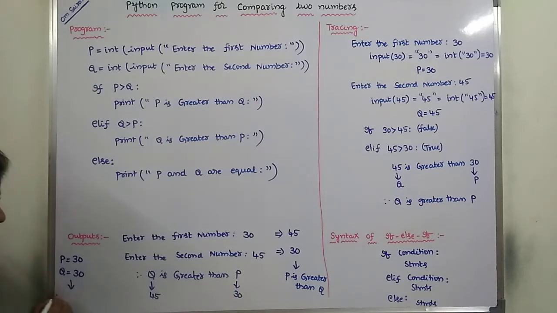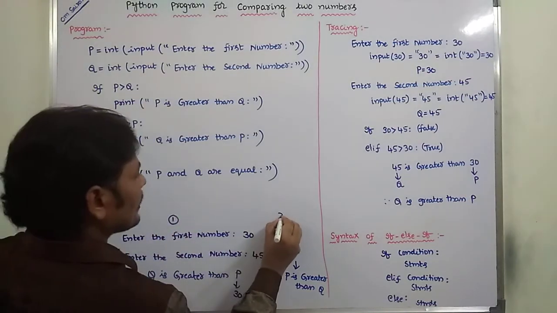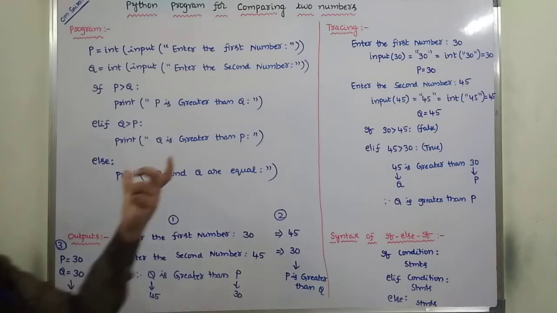Here what is the output we are getting? P and q are equal. So this is output 1, this is output 2 and this is output 3. 3 outputs. Okay, so this is the program.